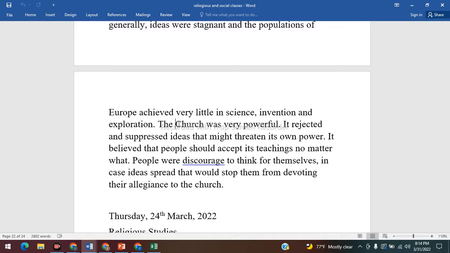But the people eventually overcame that, through different reasons, and then scientific inquiry, the revival, began. All right.